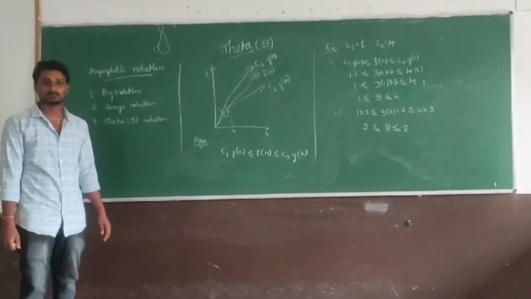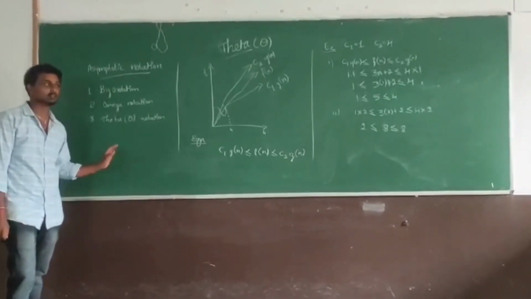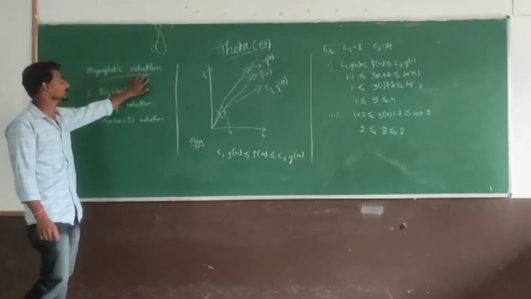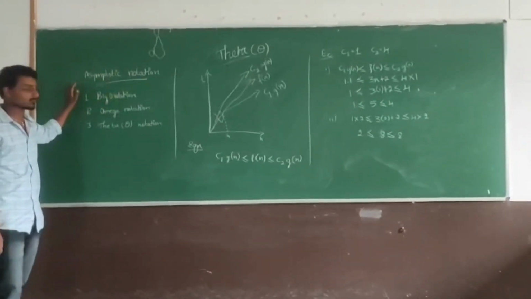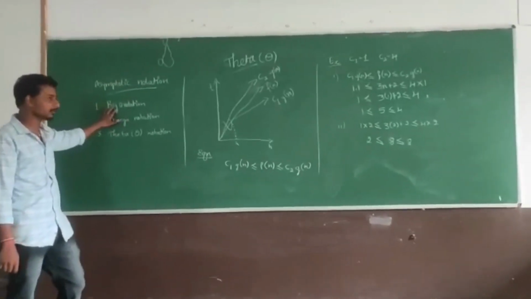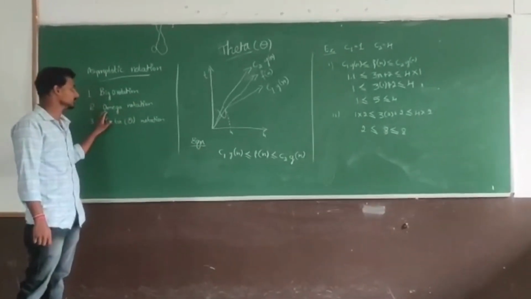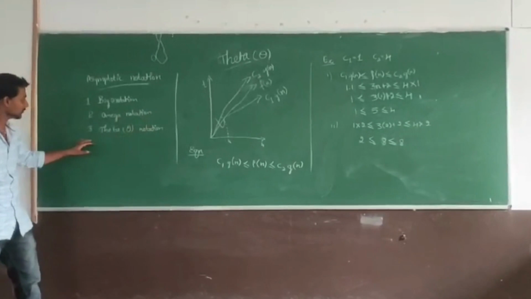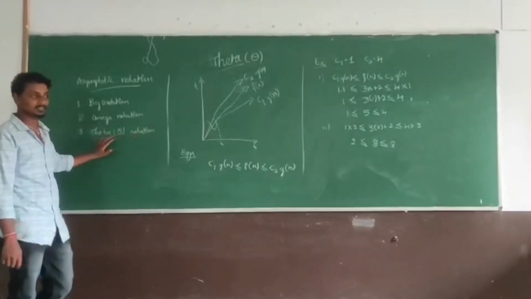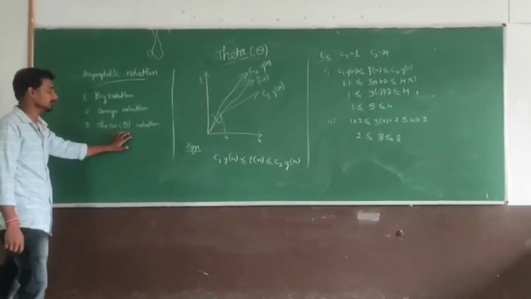In this video, we will learn about asymptotic notation. There are 3 types in this notation. One is big O notation, the second is omega notation, and the third one is theta notation. This is going to be the third one, theta notation.